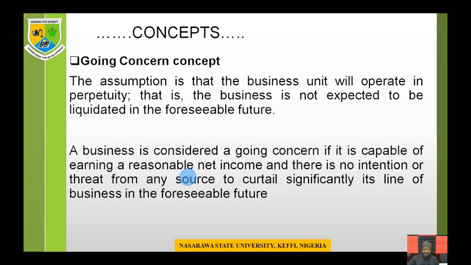So in essence, the idea behind going concern is to say that records are being kept such that we believe that the business will continue into an indefinite period of time, except where there are issues with the ability of the business to earn reasonable net income, and of course whether there are threats that will curtail the line of business of such a business entity in the foreseeable future.